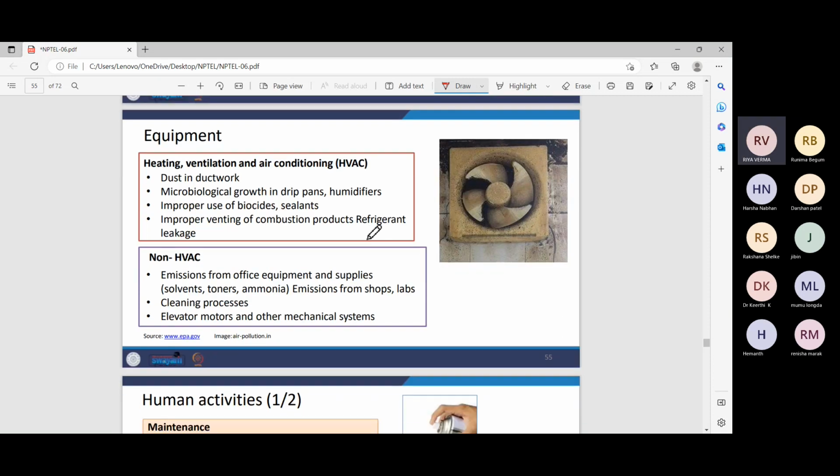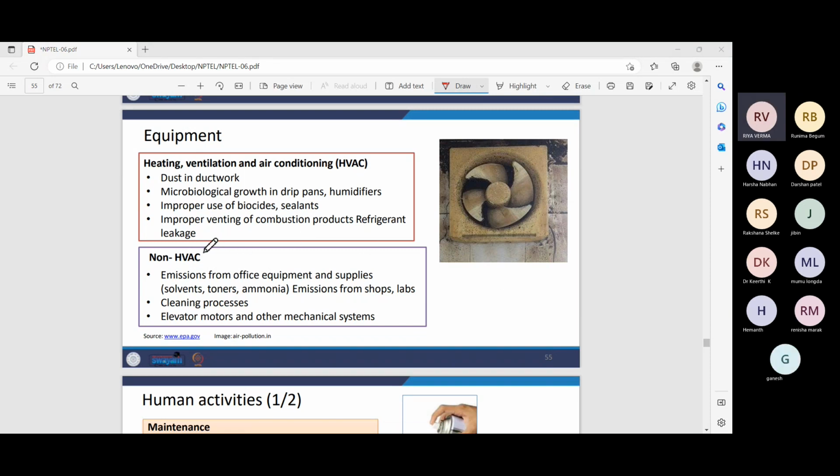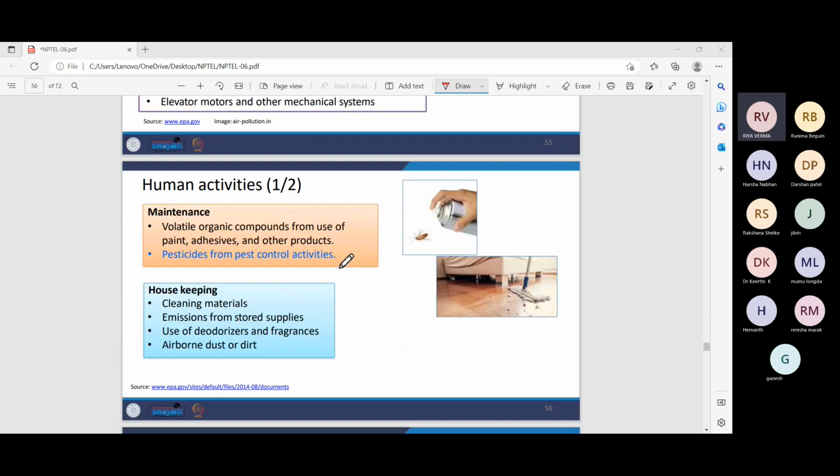And if you are using non-HVAC products, then we have emissions from office equipment and supplies, cleaning processes, elevator motors, and other mechanical systems. Now, your human activities include maintenance activities. For example, VOCs can be released from the use of paints, adhesives, and other products. Pesticides can be released from your pest control activities.